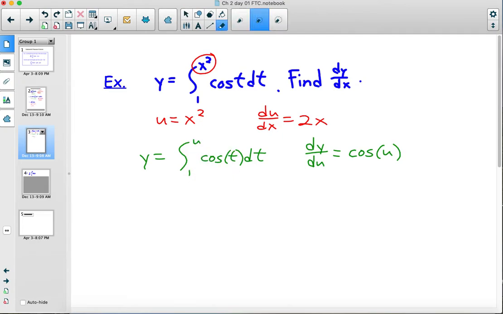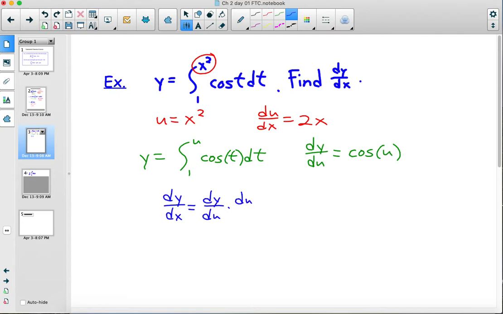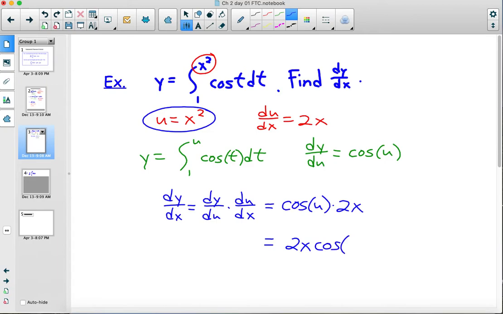Alright, so what are we trying to find? Oh, we're trying to find dy/dx. So wait a minute, dy/dx, well, that's going to equal dy/du times du/dx. And so that means it's equal to the cosine of u times du/dx, which is 2x. And now u was just a temporary variable, so let's go back. Since u was equal to x squared, our final answer, and I'll write the 2x first, not that it matters, is the cosine of x squared times 2x.